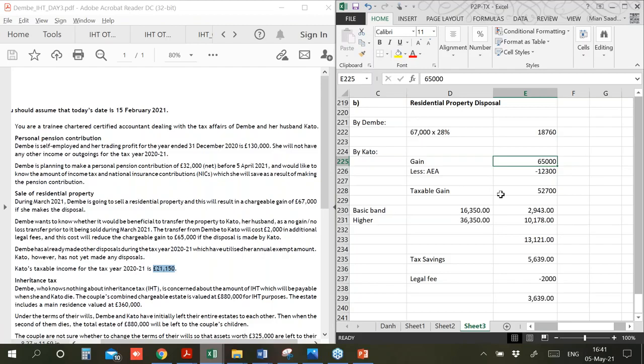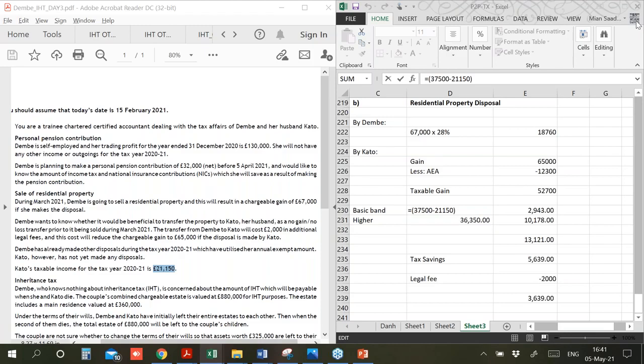Now, one student is asking about my basic rate band formula. There you can see that I have taken 37,500, that is the complete amount of basic rate band, and deducted 1,150, the amount that was mentioned in the question as Cato's taxable income, which means this is the amount of basic rate band that has been utilized by the income tax. Guys, any question till here?